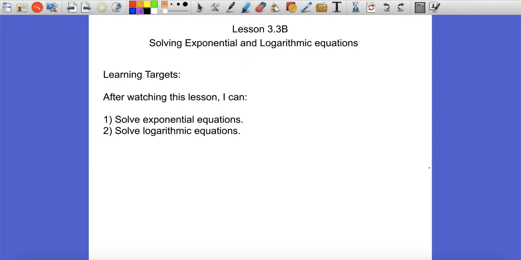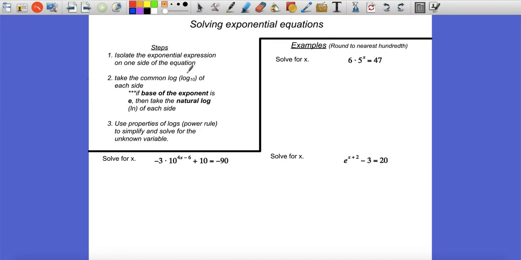By the end of this podcast, as a student, you'll be able to both solve exponential equations and solve logarithmic equations. All right, so we'll start with solving exponential equations. We have some steps here.